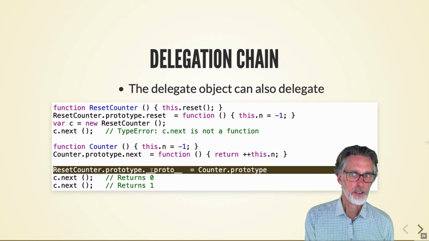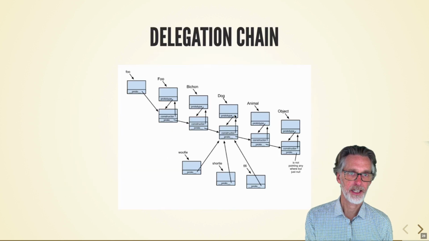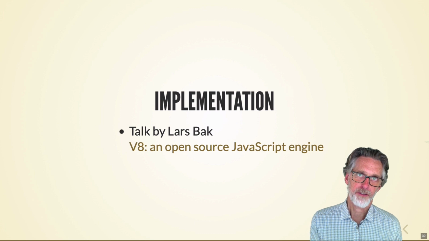The key line in this code is where I set reset counter prototype proto to be the counter prototype. And in the dog metaphor, what I'm doing here is setting the reset counter prototype proto field to be the counter prototype. So that's my introduction to the wonderful world of JavaScript object-oriented programming.